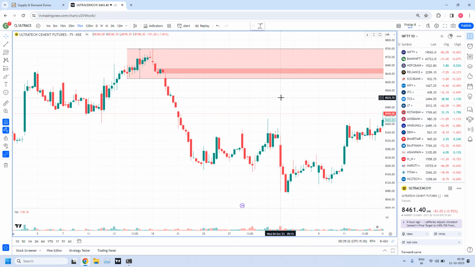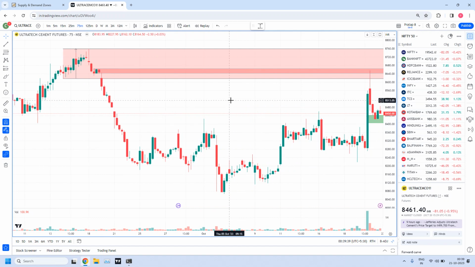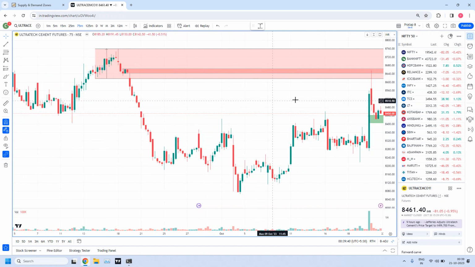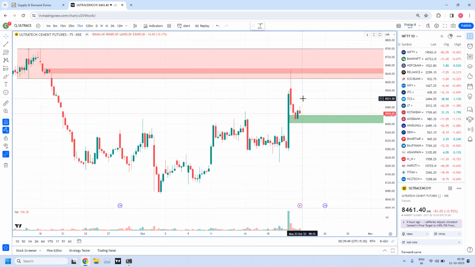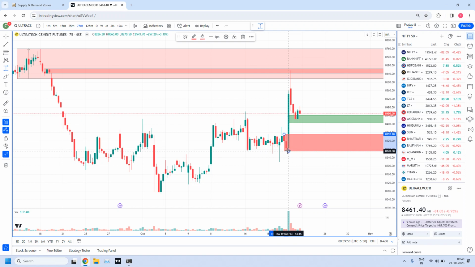But when we are getting many trades with the help of NeoStock software, you need not worry about why you want to take a high risk unnecessarily. So we got an entry here. But where is our target supposed to be? It is supposed to be this 75 minutes demand zone.